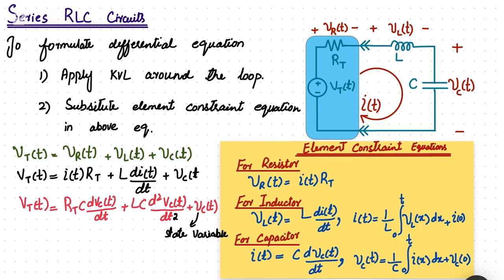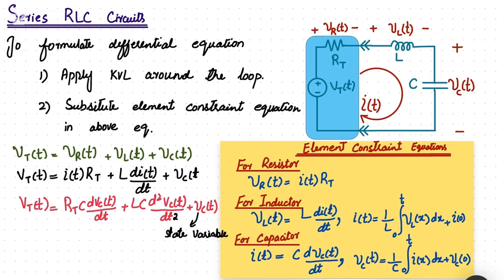So it means we have written the differential equation for the series RLC circuit in the form of capacitor voltage. This is a second order differential equation because the highest power of derivative involved over here is power 2. Therefore, this is a second order differential equation of the circuit. RC and LC are the constant coefficients of this equation.